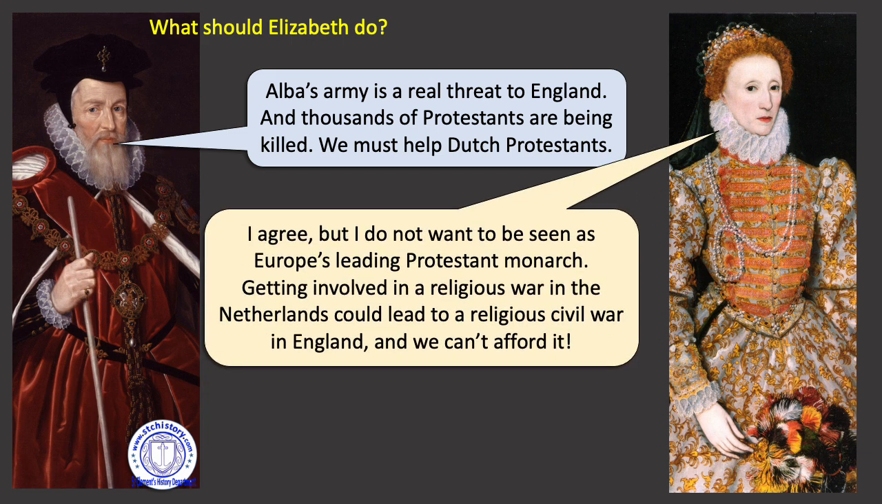So she agrees with Cecil in the Privy Council meeting, but she doesn't want to be seen as this saviour, this Protestant hero marching in to save the world. She doesn't want to be involved in a religious war. She doesn't want a civil war at home. She's just come up with this religious settlement, remember, that is trying to please everybody. So if she goes all guns blazing in to help the Dutch Protestants, then essentially what she's worried about is setting up a war against all the Catholics. And that wouldn't just be the Catholics in Europe. That would be the Catholics in England as well.